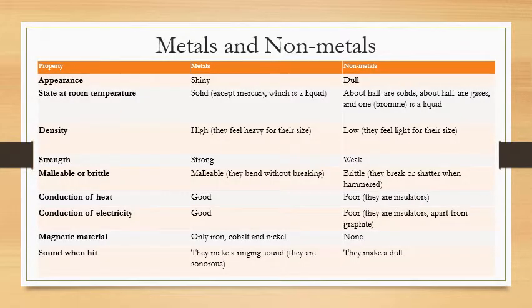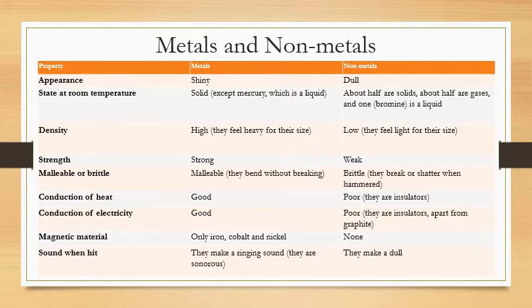And these are the properties of metals and non-metals. So metals are shiny compared to non-metals. They are usually solid at room temperature compared to non-metals. They have high density compared to non-metals. They're stronger than non-metals, remembering, of course, non-metals tend to have covalent bonding. They are malleable, which means they bend without breaking.